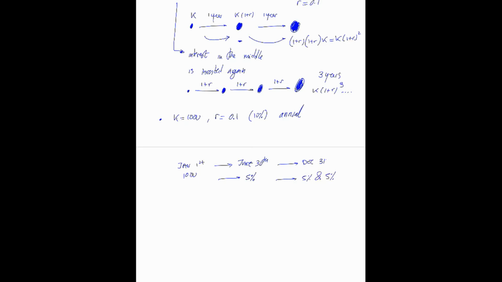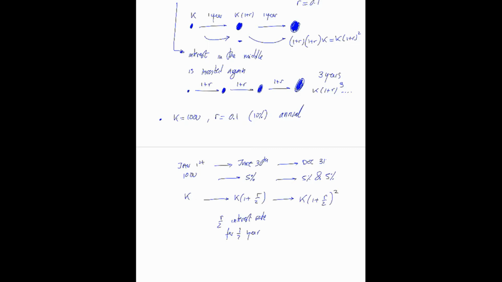So you started with K, and at the end of half the year, you have K times (1 plus the rate). But the rate for the year is 10%, so the rate for the semester is half of it. R over 2 is the interest rate for half a year. And then you keep it in the bank, so at the end of the year you get K times (1 plus R over 2) squared.